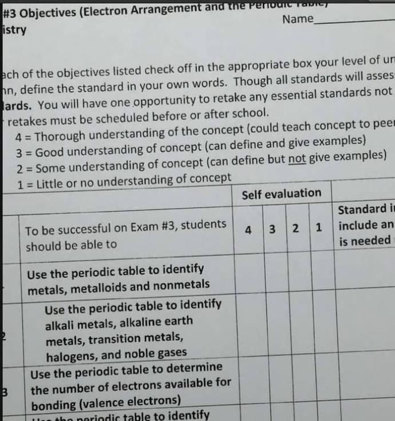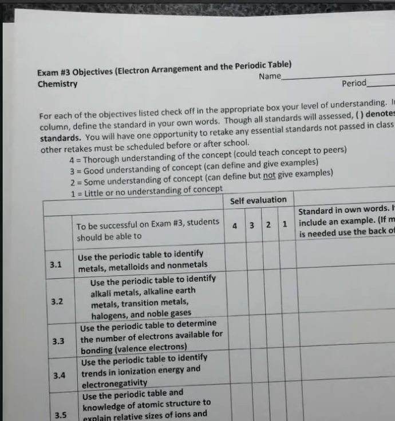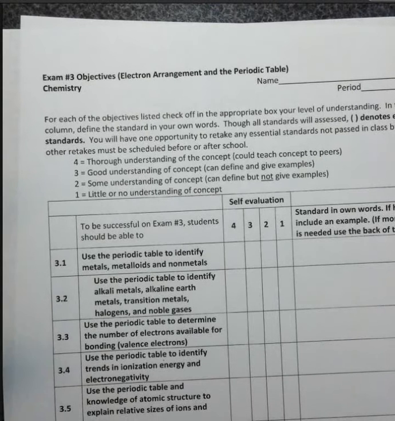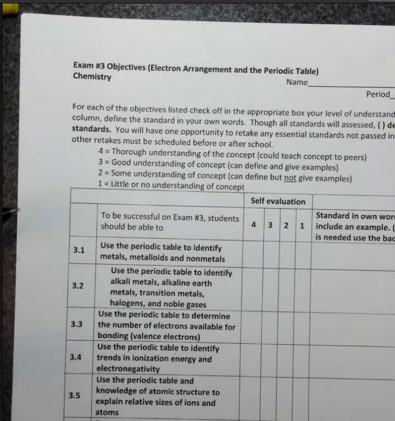Alright, so since we're starting Unit 3, you get a new unit objective sheet, and I want to walk you through what's going to be inside of this unit. What you can see here is that we have a wide range of topics. You have 5 essential standards and 10 total topics.